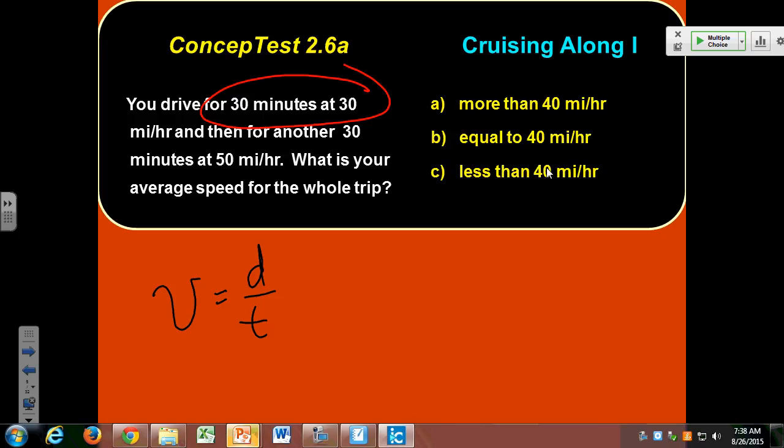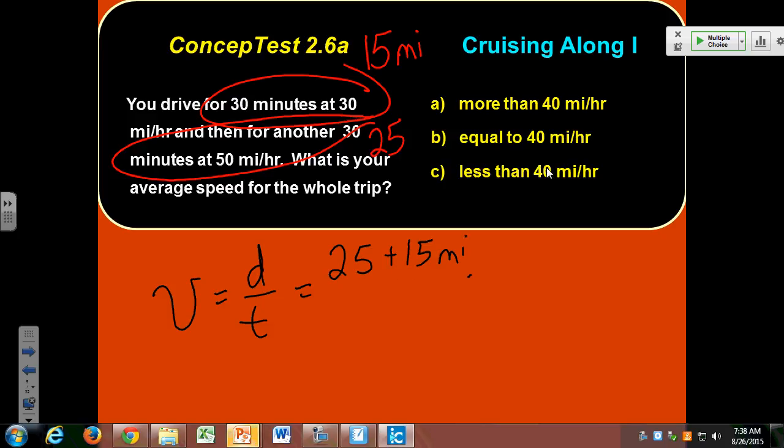So it's traveling at this speed. There's no time for acceleration. That's what you're asking, right? At 30 miles an hour, 30 minutes, how far do you travel, Corinne? About 15, right? Half an hour at 30 miles an hour, you travel a distance of 15 miles. 30 minutes at 50 miles an hour, you travel how far? 25, right? So I can say I have 25 plus 15 miles divided by 30 minutes plus 30 minutes, that's 1 hour. And so that's 40 miles an hour.